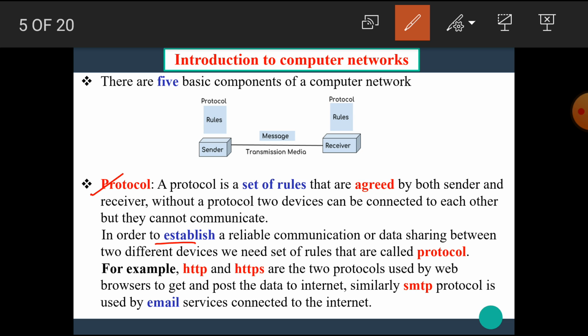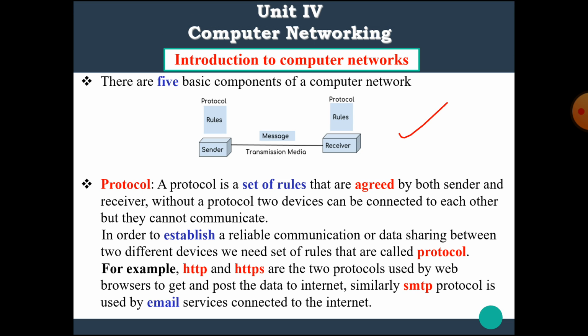In order to establish a reliable communication or data sharing between two different devices, we need a set of rules called protocol. For example, HTTP and HTTPS are the two protocols used by web browsers to get and post the data on the internet. Similarly, the SMTP protocol is used by email services connected to the internet. I hope you all understand the basic components of the computer network.